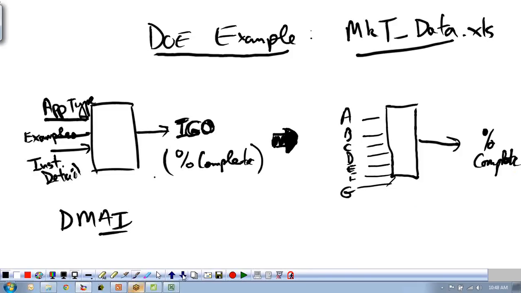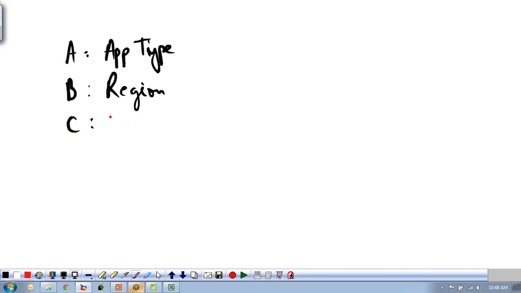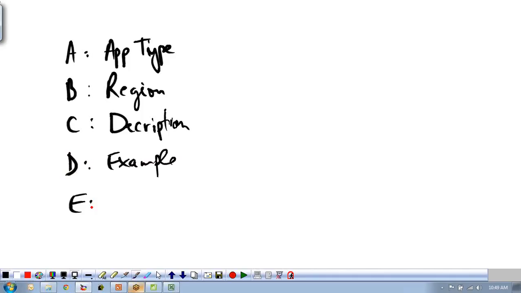And they decided that those six factors then would be: A was the app type, application type. B was the region. C was the description. I'll get to what these are specifically. D was example. And E was negative example. So essentially they came up with basically three solutions. One is let's look at and change the description, not decryption, description. That's a little better. Let's provide an example in here and maybe let's provide a negative example in there.